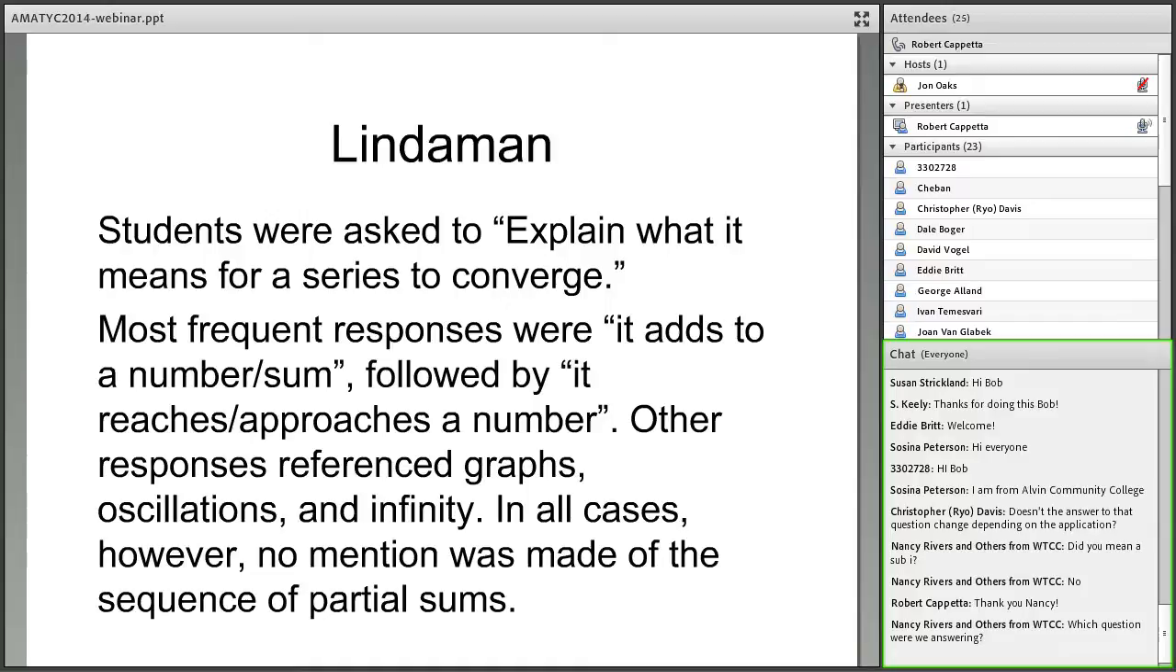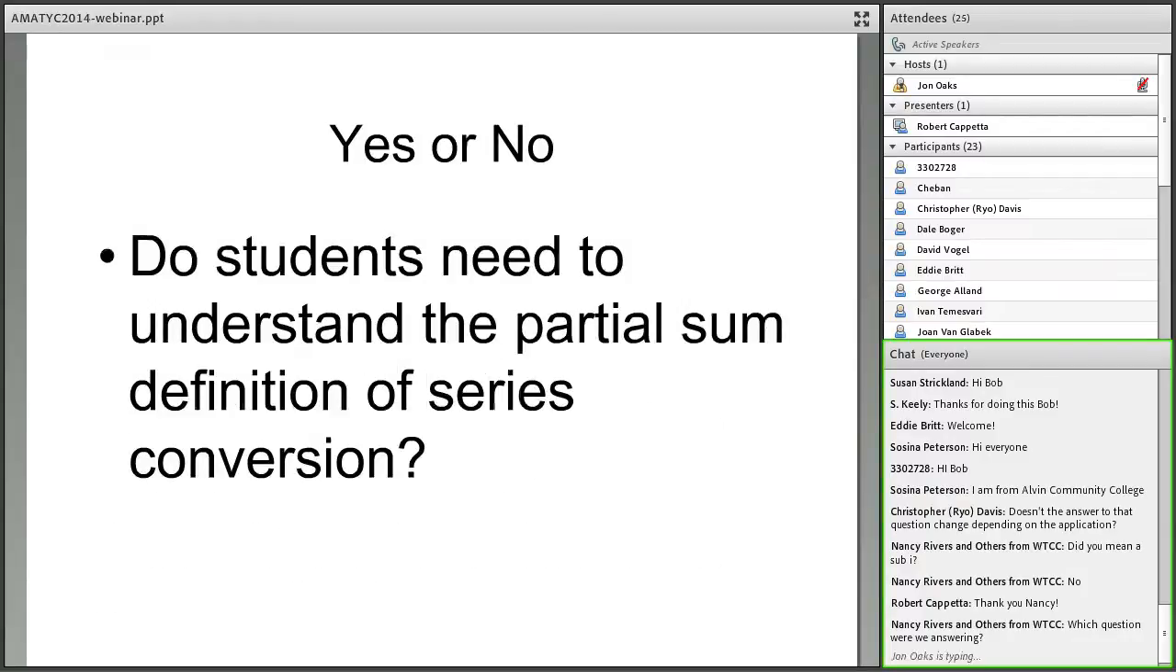I have tried to do that as well, and I have found the same thing. Even though I certainly make an effort to talk about partial sums, I have not seen students that idea stick. So for whatever reason, that is not something that students conceptualize. So we're going to need to address that in our discussion today. So again, do you think students understand the partial sum definition of series convergence? I would argue that the evidence is pretty clear that they do not demonstrate that when asked.